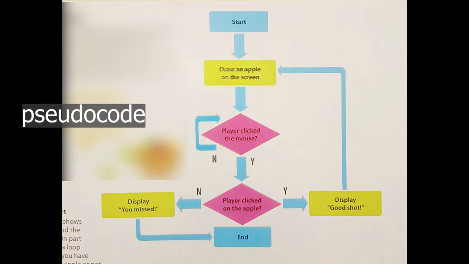Has the player clicked the apple? No, it displays a message that says you missed, and then it ends the game. If the answer is yes, that the player has clicked the apple, it displays another message, and then loops back to draw another apple and ask if the mouse is clicked.